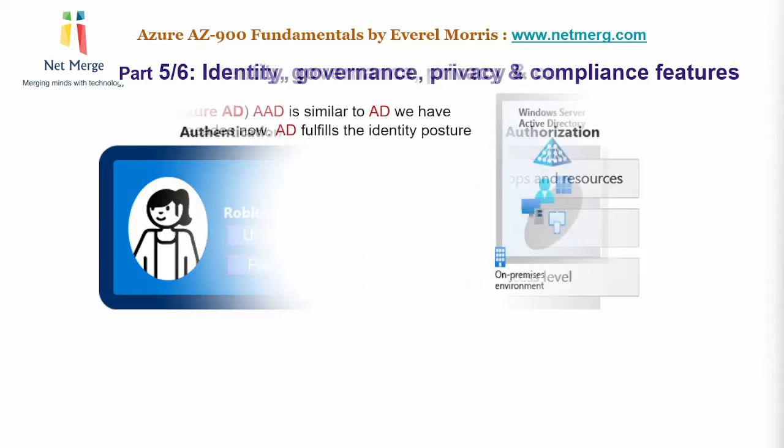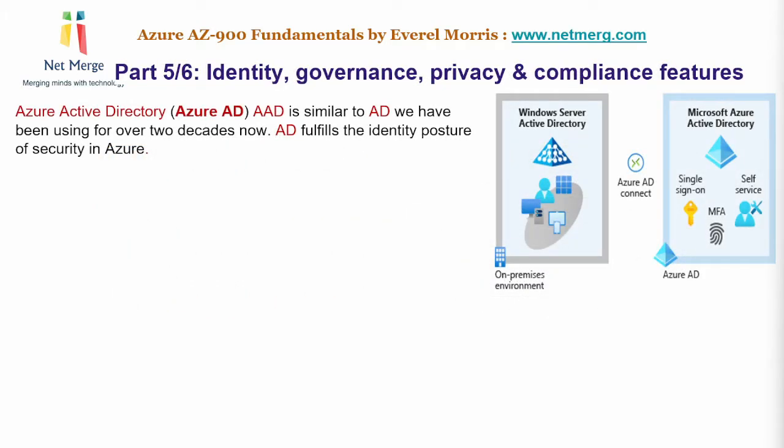Now let's move on and look at Active Directory. So Active Directory is responsible for your identity in Azure. It is similar to the Active Directory that you would use on premises. You've been using it for over 2 decades now, I think it is, from Windows 2000. So AD fulfills the identity posture of the Azure security structure in detail. And this is a graphical overview.